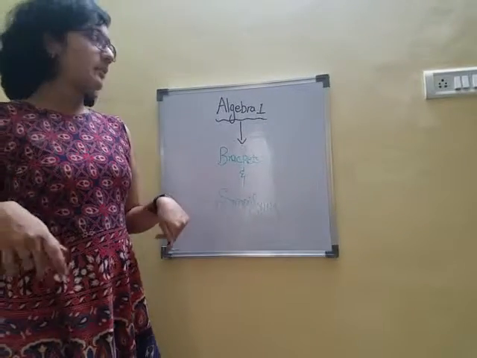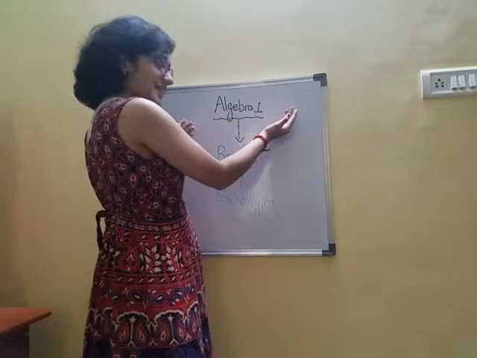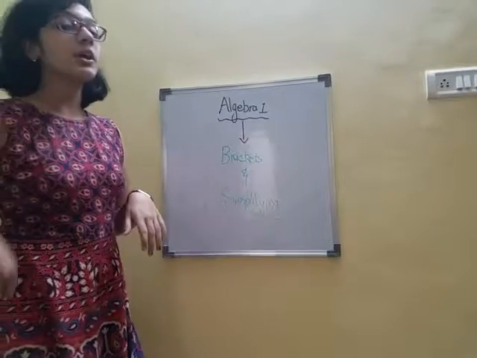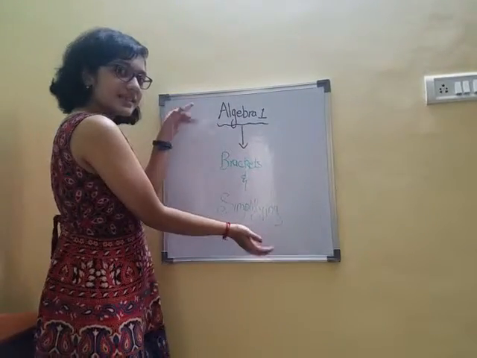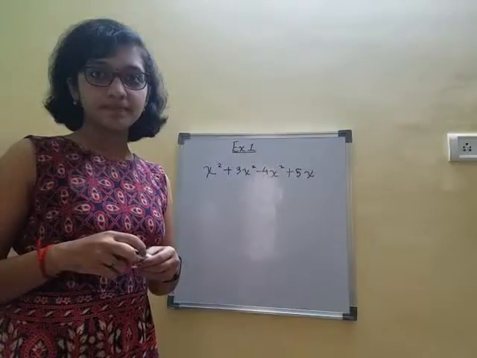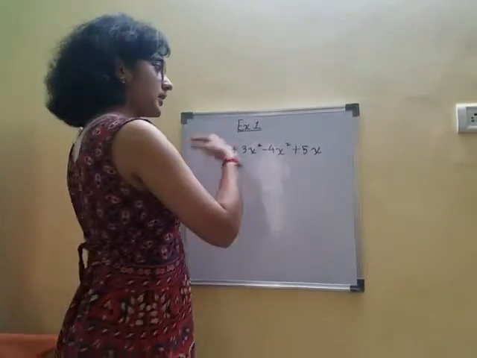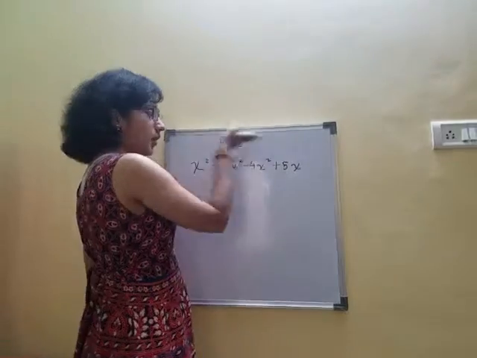So today we're going to be looking at Algebra 1 again, and as I said, there are many subtopics. Today we're going to be looking at another subtopic, which is brackets and simplifying. So we are going to start with the simple form of simplifying.